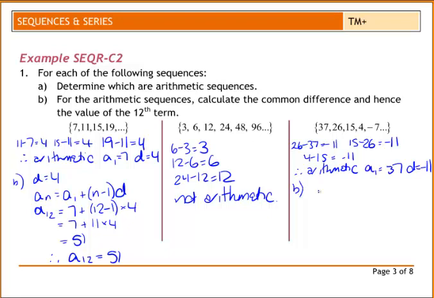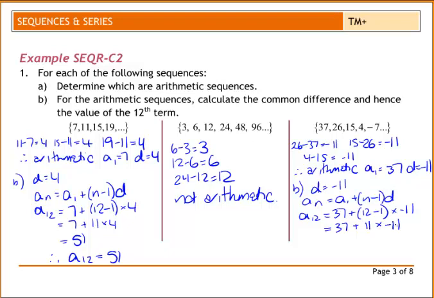Part B, the common difference was negative 11, so a of n is a1 plus (n minus 1)d, so my 12th term is going to be 37 plus (12 minus 1) times negative 11. So that's 37 plus 11 times negative 11. Plug that into your calculator and you get negative 84. So therefore a12 is negative 84.